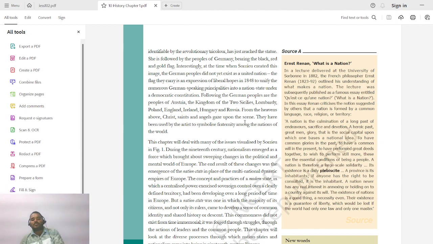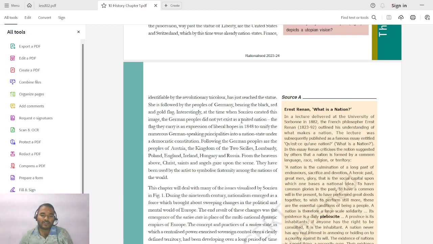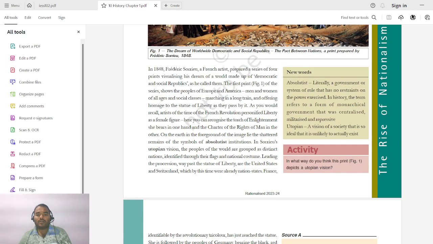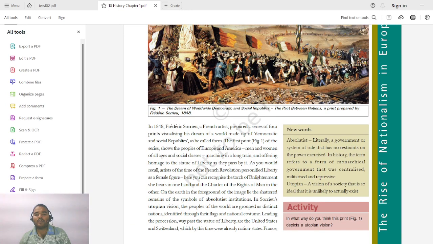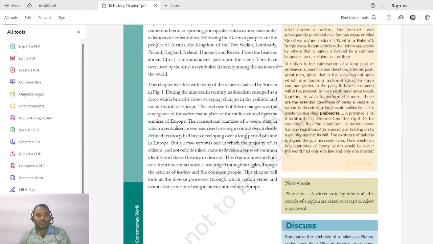As you see, all the peoples of different nations are working together. They are not fighting each other, but are in close, good relations with each other. So this chapter will deal with many of the issues visualized by Sorrieu in figure 1. Basically, in this chapter we will be studying various ideas of Sorrieu.